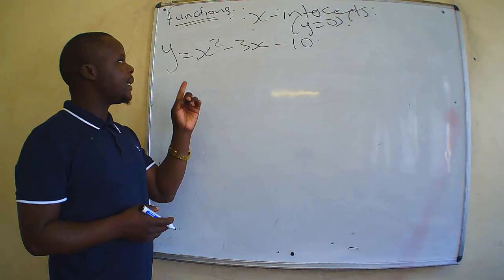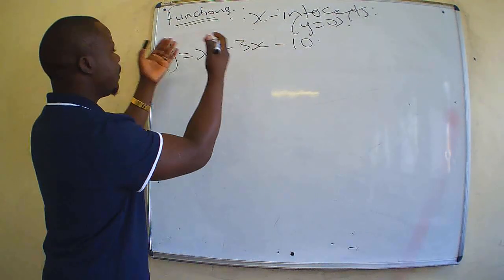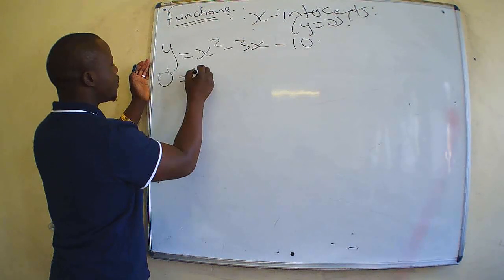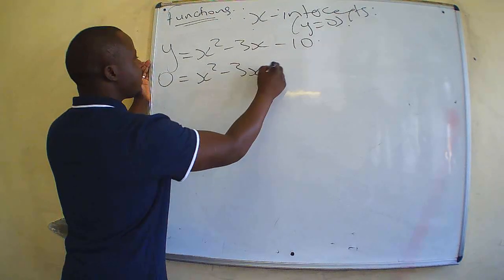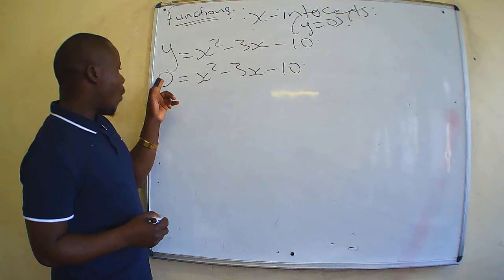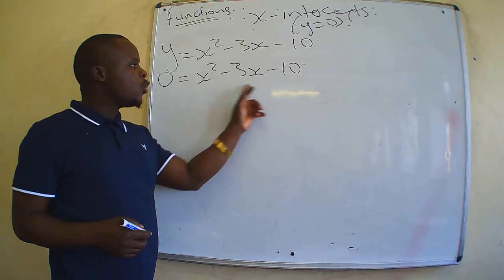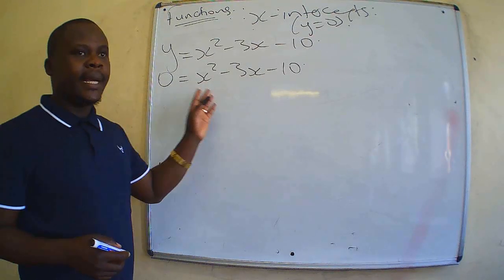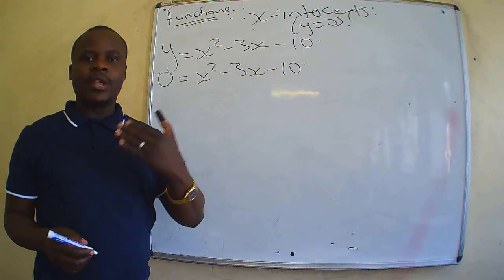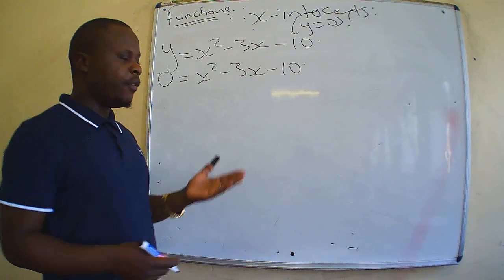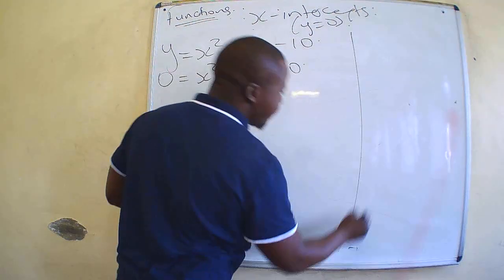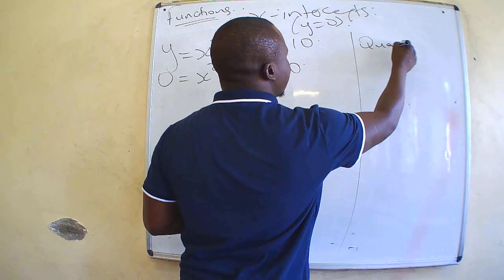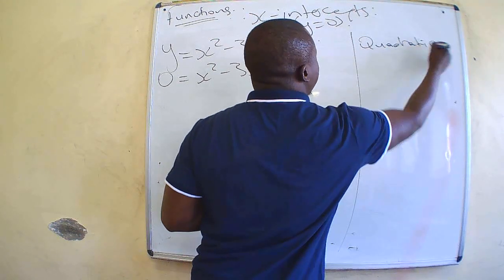So for parabolas, when you want to find x-intercepts, step number 1, make y equal to 0: x squared minus 3x minus 10 equals 0. So y has become 0. We now need to solve for x. But get it right, there are different methods in which we can solve for x. The first method here, you can use what is called the quadratic formula.